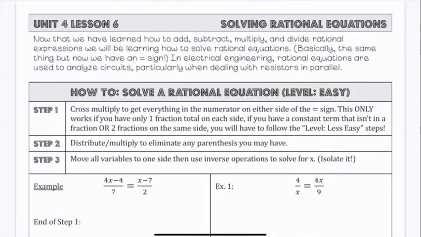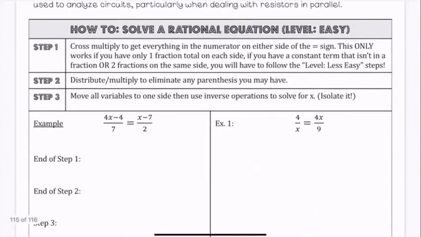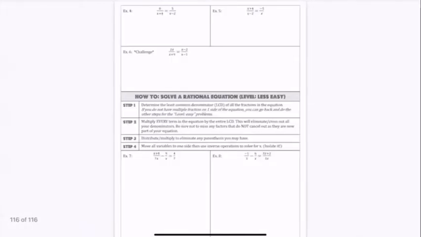So here is our first section, how to solve rational equation, level easy. Step 1 says cross multiply to get everything in the numerator on either side of the equal sign. This only works if you only have one fraction total on each side. If you have a constant term that isn't in a fraction, or two fractions on the same side, you'll follow the next steps on the next page.